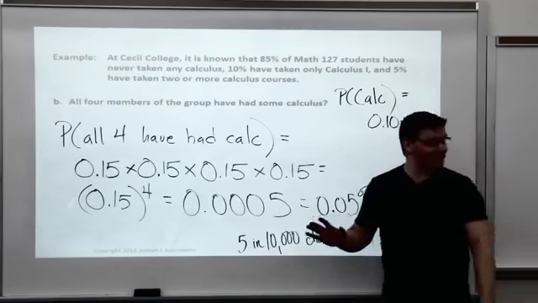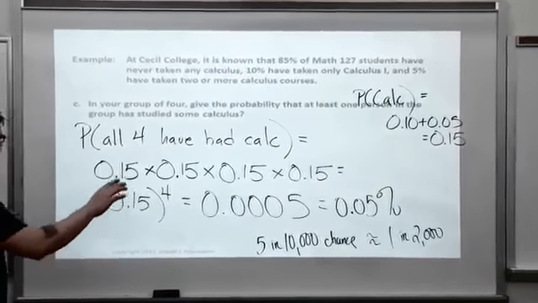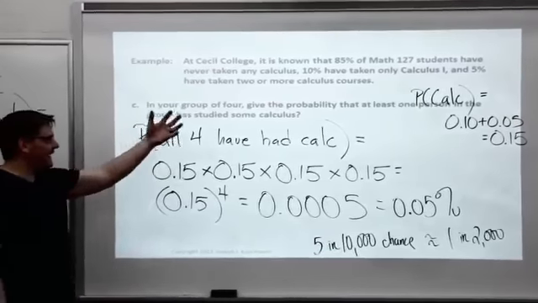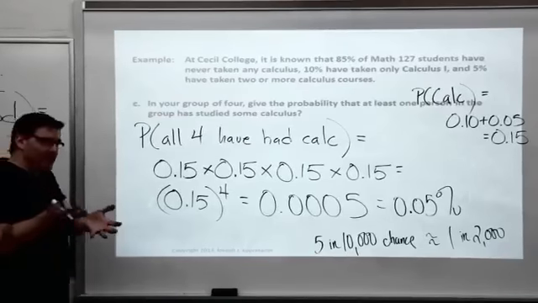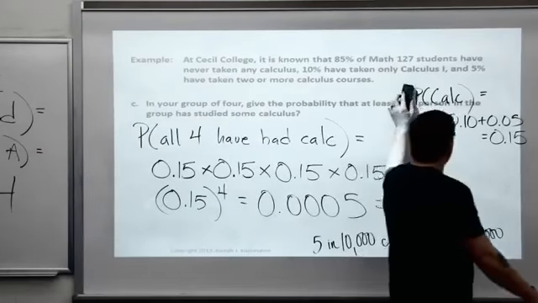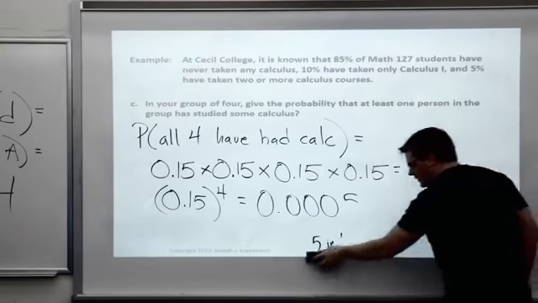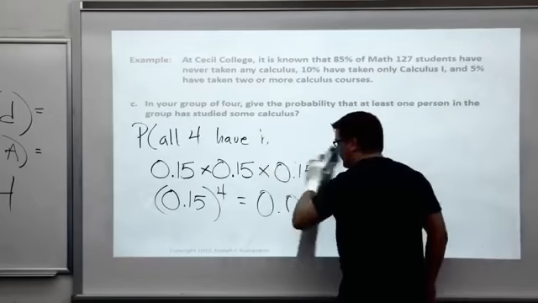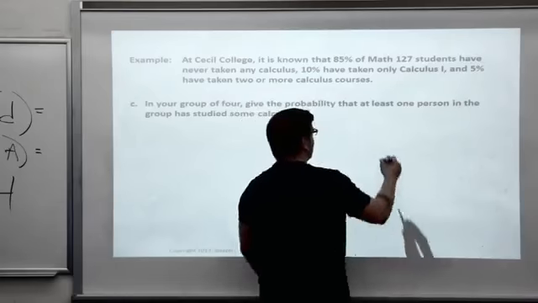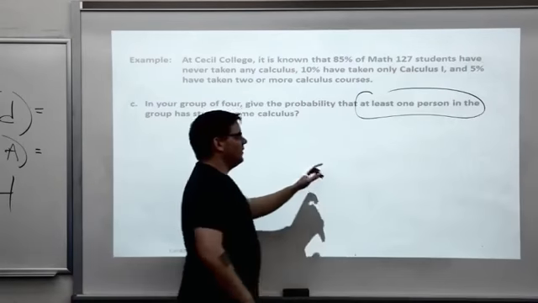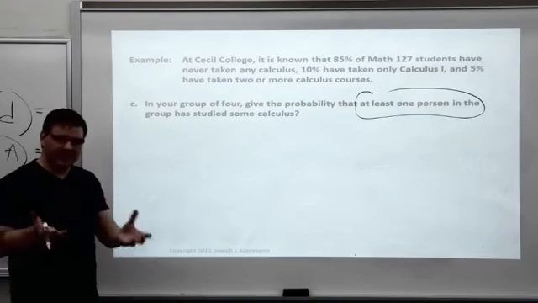All right, letter C, then we're done, I think. In your group of 4, give the probability that at least one person in the group has studied some calc. Complement rule, for sure. We won't take the time to enumerate like we did for the previous example, blood types, 2 people walking through the door. But the event that we're interested in is at least one person out of 4 that has had some calculus.